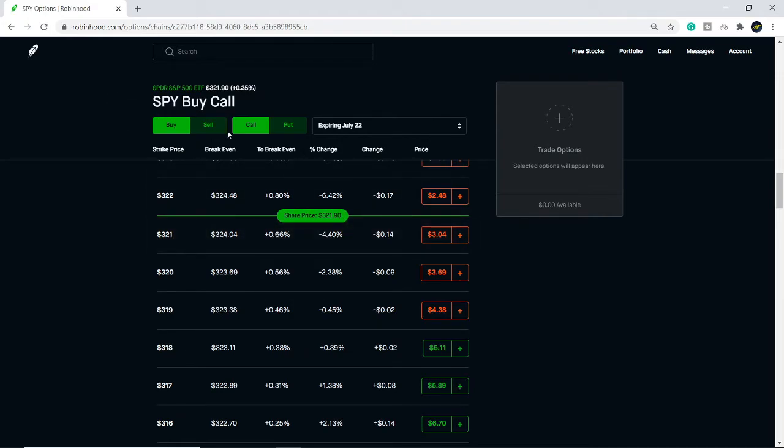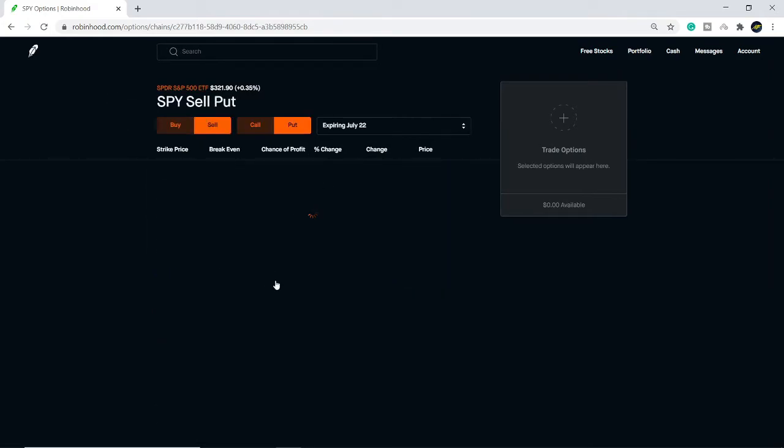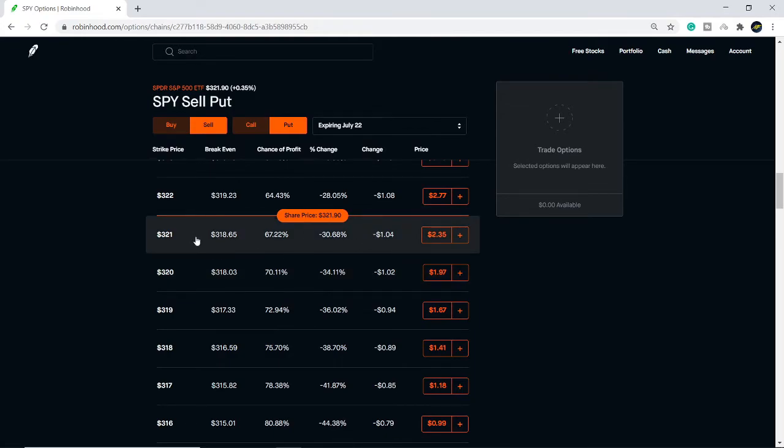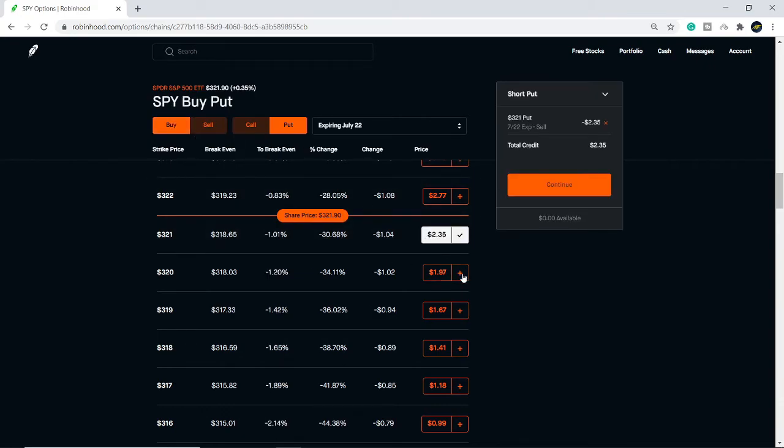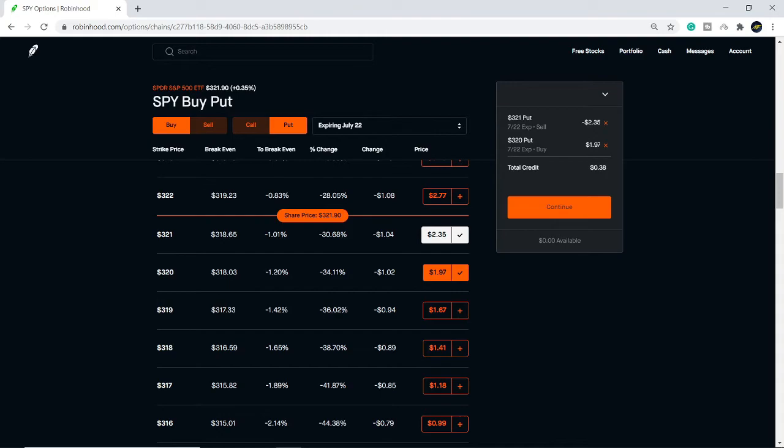If we say, you know what, I believe that is going to keep going up, so I'm gonna do 321, which is a 90-cent difference, which I highly do not recommend because it says here you have a 67% chance of actually winning this, or a chance of profit. So if you sell this and then you buy one right under it, instead of those $15 of total credit, you're now getting $38.